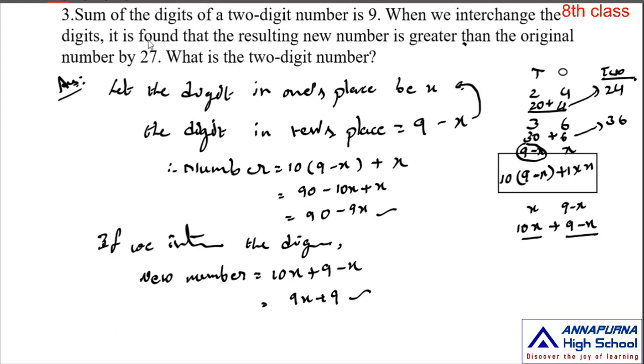This is the original number. So it is found that the resulting new number is greater than the original number by 27. Here, what is the new number? 9x plus 9 is the new number, and what is the original number? 90 minus 9x is the original number. So this new number is greater than the original number by 27.